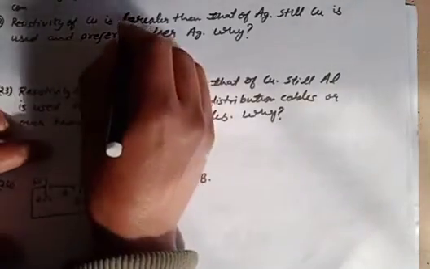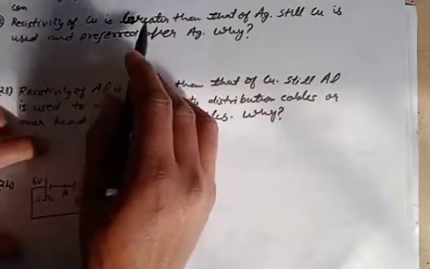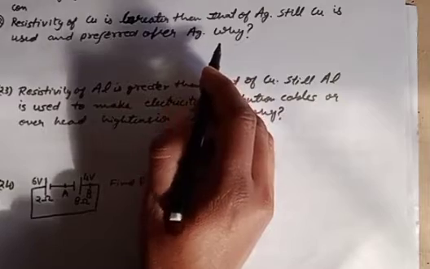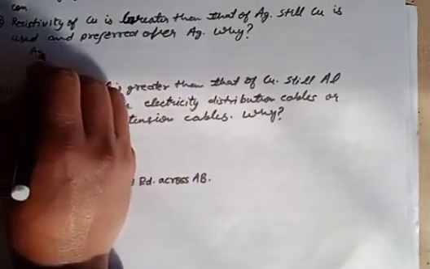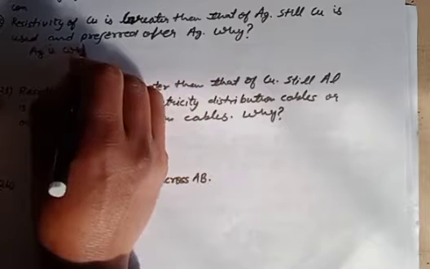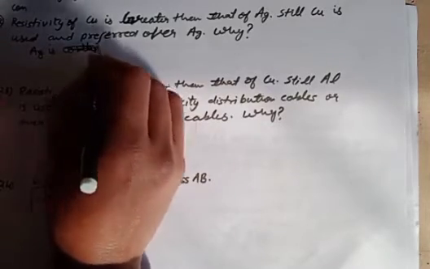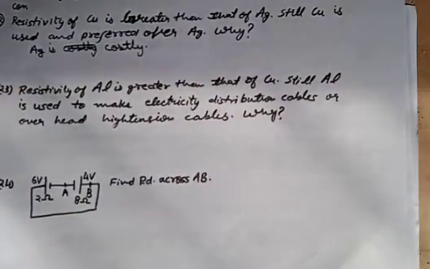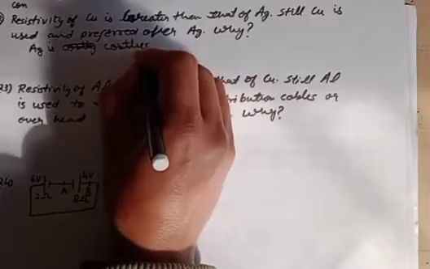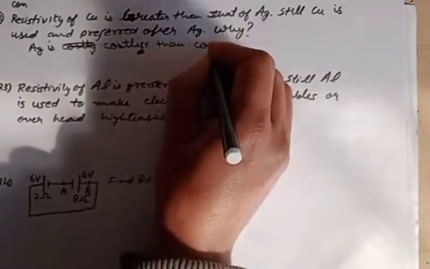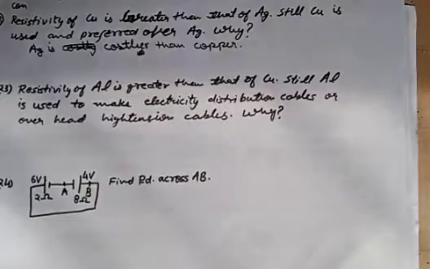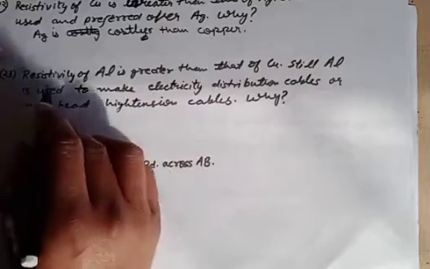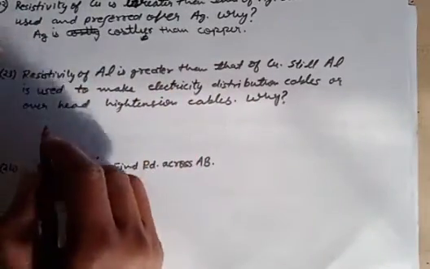Okay, a reasoning based question. The resistivity of copper is greater than silver. Still copper is used and preferred over silver. Why? The simplest answer is silver is costly, or I can say costlier than copper. That's a sufficient reason. And one more thing, copper is more abundant than silver.